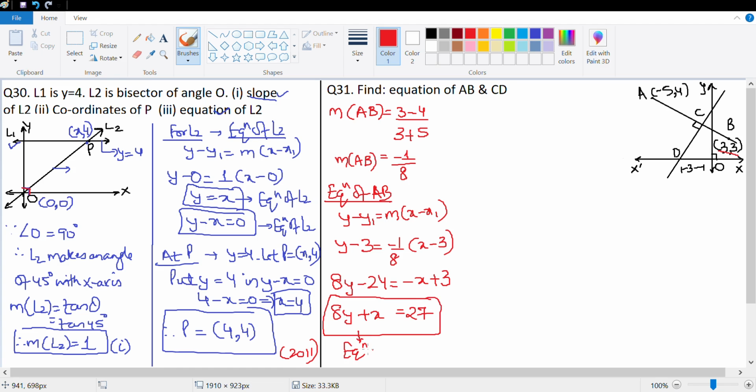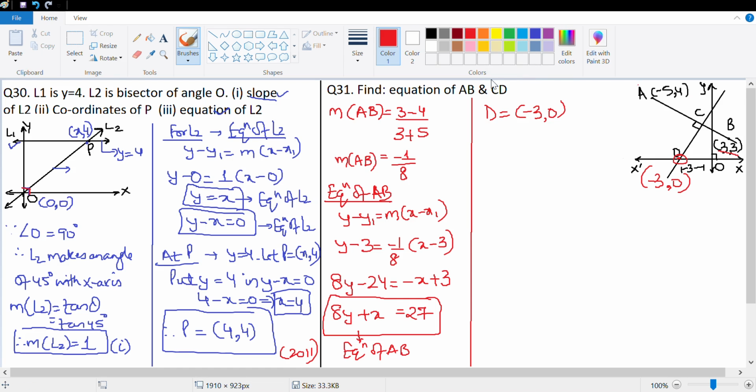Let's see what else is given. To calculate CD, I'll need to figure out its slope, and I know one point. Yes, so the point D will be -3, 0. So D is equal to -3, 0. It is passing through -3, 0. Perfect.